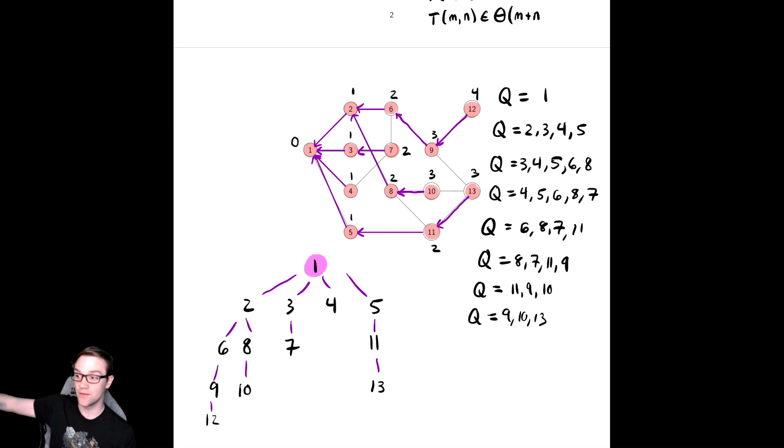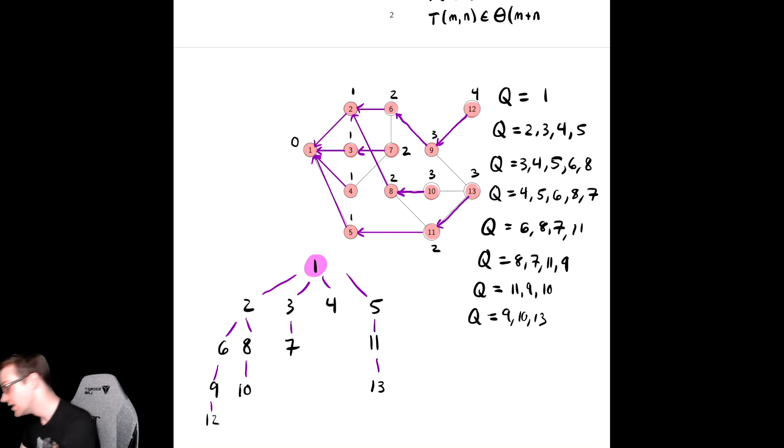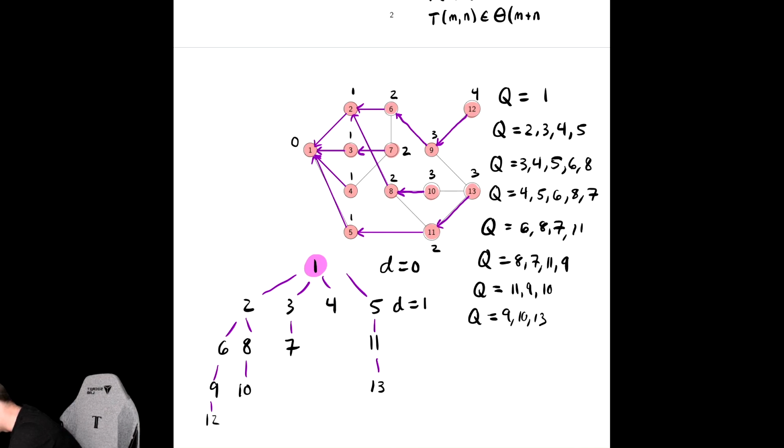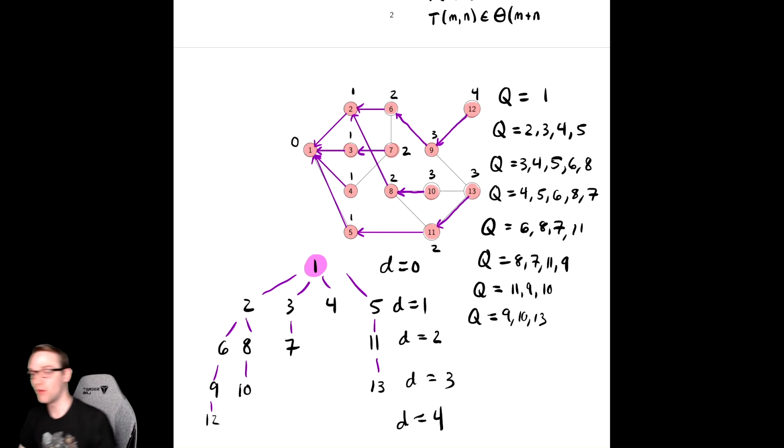And the levels of this tree tell me information. The base level here says I'm at length 0. The level below that is that I'm at length 1. The level below that is that I'm at length 2. The level below that is that I'm at length 3. And the final level is that I'm at length 4.